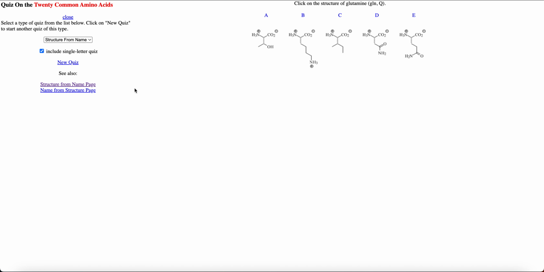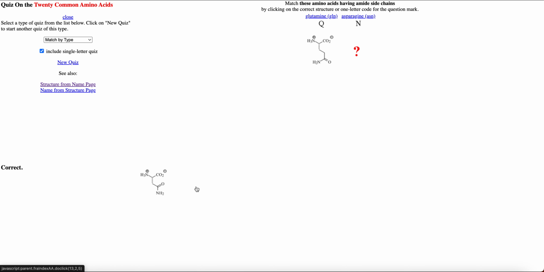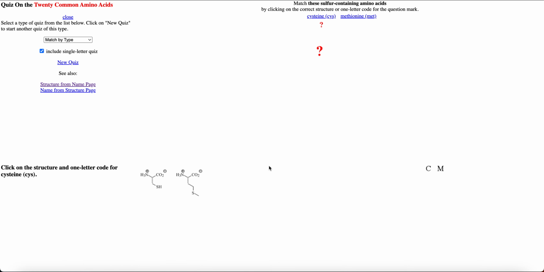Okay, let's do another exercise. So you can play anything. Okay, match by the type. Glutamine. So we have a glutamine. Do you think glutamine is Q or N? No, it's a Q. And which structure? This, because of the amide group. And this is asparagine N, and this is the structure. So another structure, cysteine C, and it contains an SH group, methionine M, and this contains S and then CH3.